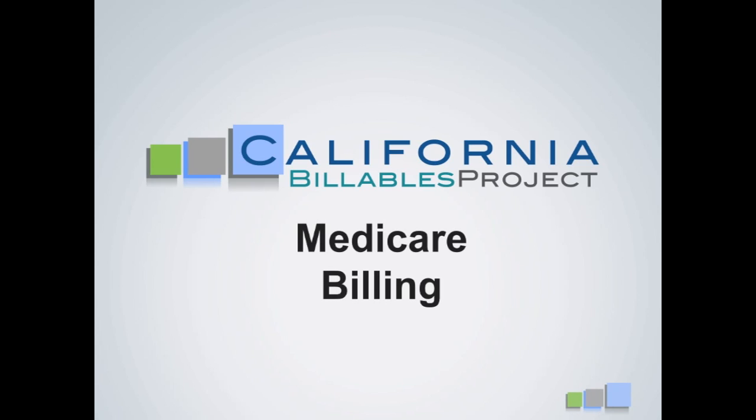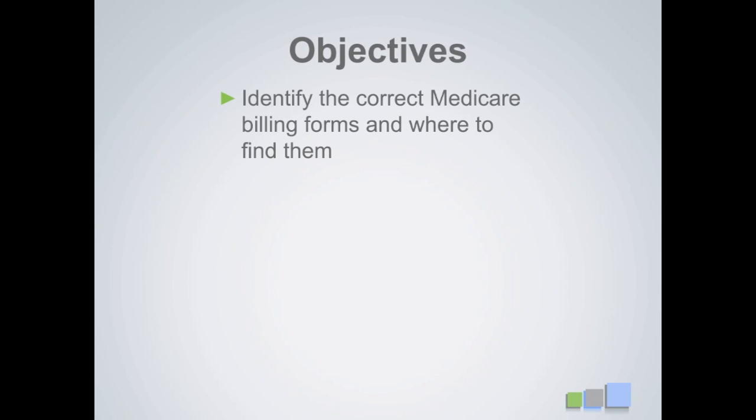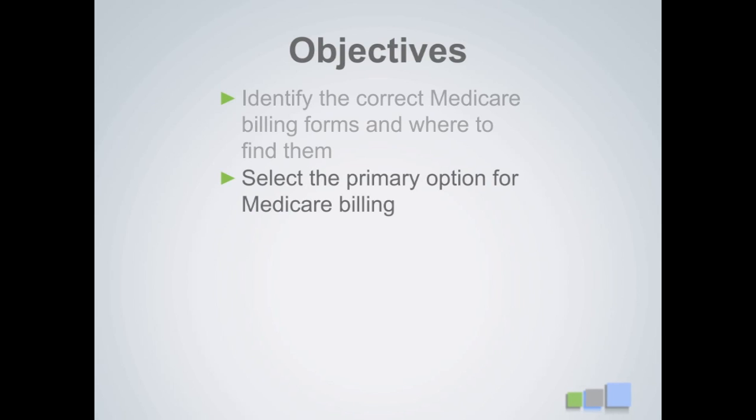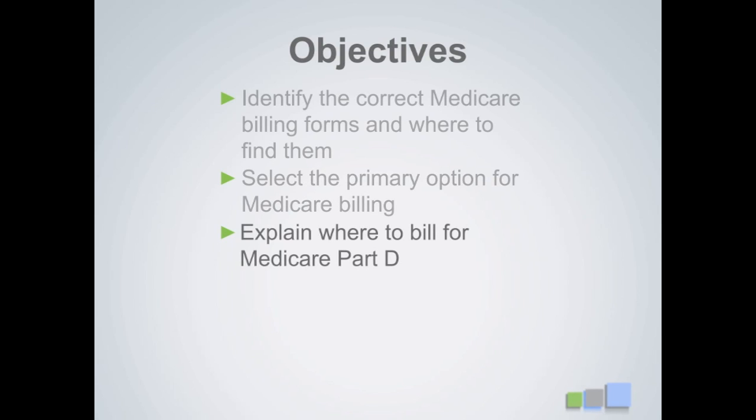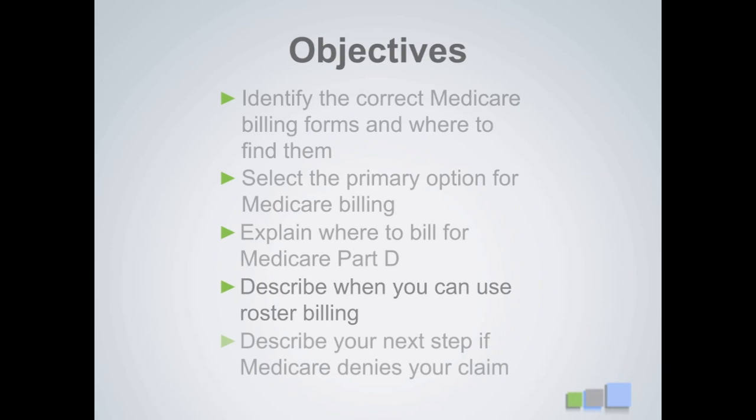In this lesson, we'll learn about Medicare billing. After completing this lesson, you'll be able to identify the correct Medicare billing forms and where to find them, select the primary option for Medicare billing, explain where to bill for Medicare Part D, describe when you can use roster billing, and describe your next step if Medicare denies your claim.